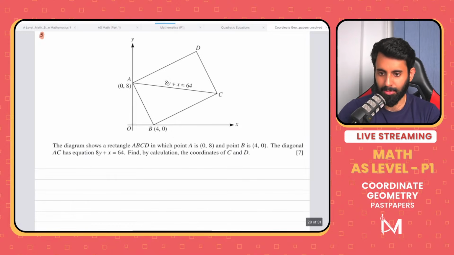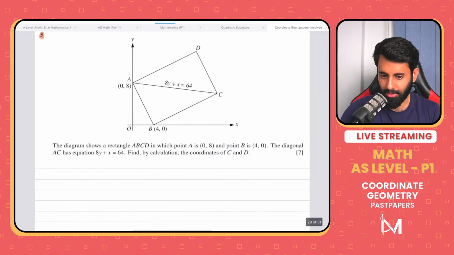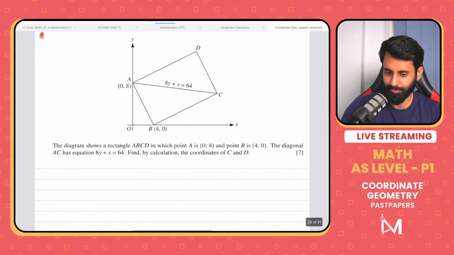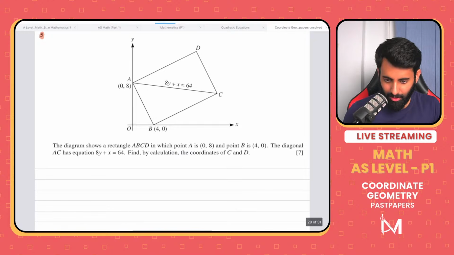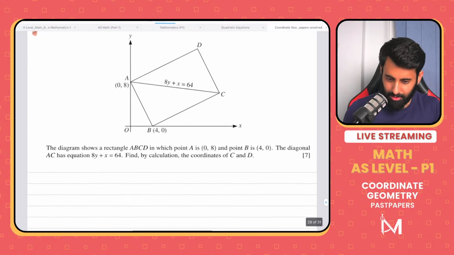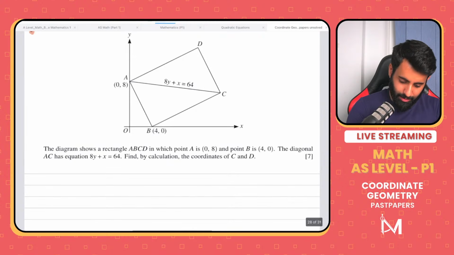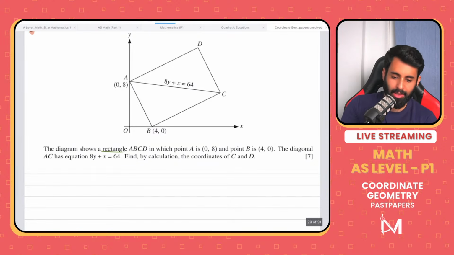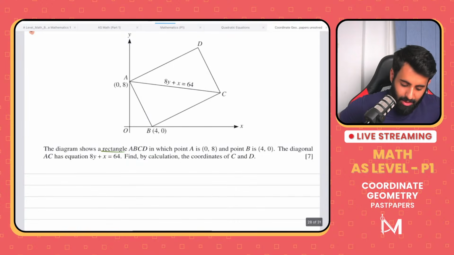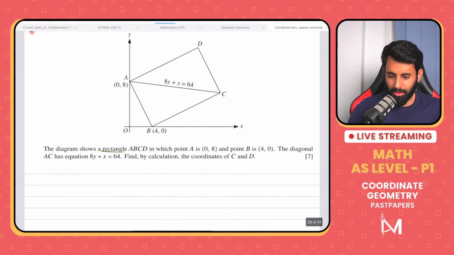Gradient of parallel sides will be equal. Okay, I agree. What else? Find gradient and midpoint. Okay. Let's read the question, see what's what. So first of all, what shape are we dealing with? We're dealing with a rectangle, which means opposite sides will have the same gradient. They will be equal in length and all the other properties of a rectangle. So don't forget that.